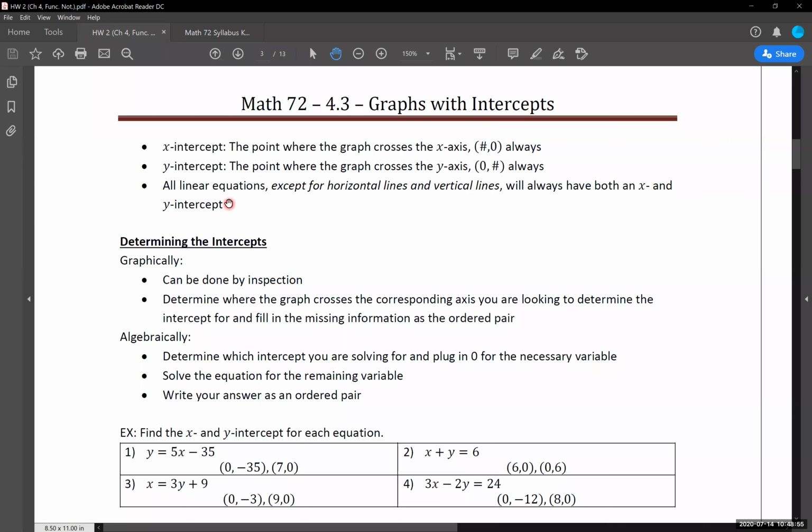All linear equations that we are working with, except for horizontal lines and vertical lines, will always have both an x and a y-intercept. So if you look at an equation and notice that it is not a horizontal line and not a vertical line, you are guaranteed to always be able to find an x and a y-intercept. The numbers might be gross. You might get some weird decimals or some horrible fractions showing up in there. It might be positives or negatives. Doesn't matter. You can still find the x and y intercepts.